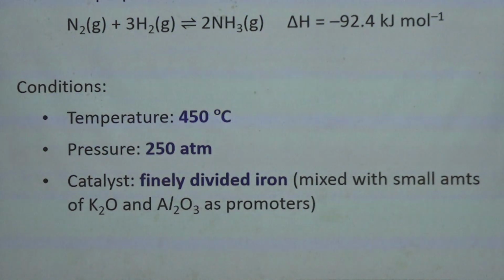Okay? So look at the Haber process that we have learned a long time ago. Haber process is a very important process even up to today because it's one of the primary sources for us to manufacture fertilizers. We use nitrogen gas and H2 gas to produce ammonia. Enthalpy change is exothermic. Okay? So if you look at the conditions, the temperature is 450 degrees Celsius, pressure is 250 atmosphere, catalyst is finely divided iron, which is iron that has a very high surface area, and also it is mixed with small amounts of potassium oxide and Al2O3 as promoters. Okay? So these conditions you will need to know for Haber process.